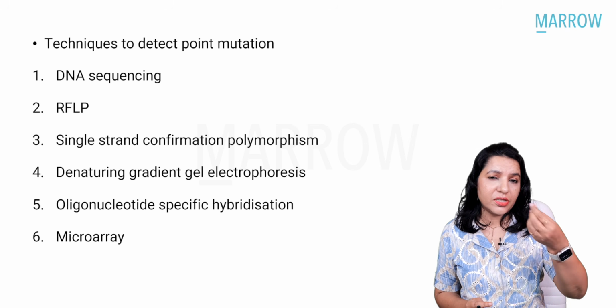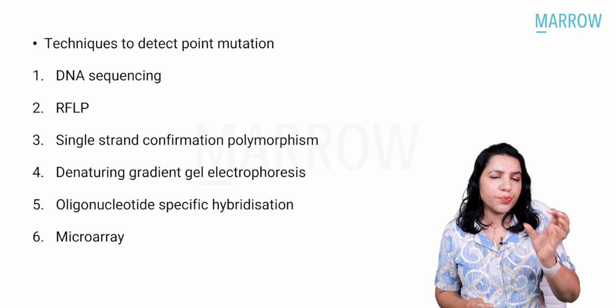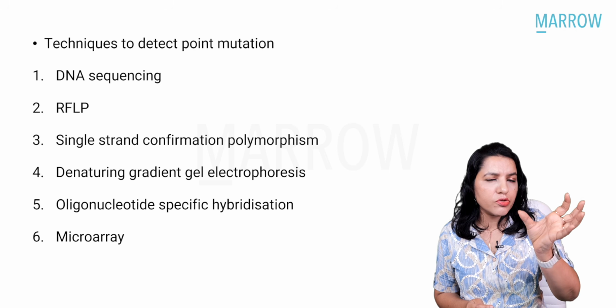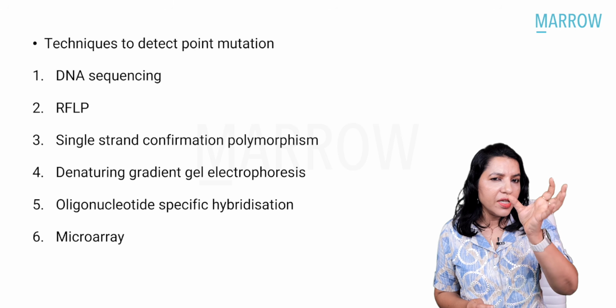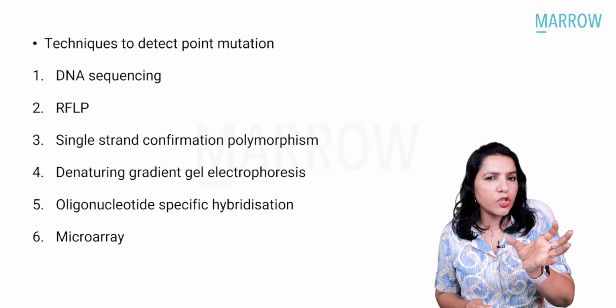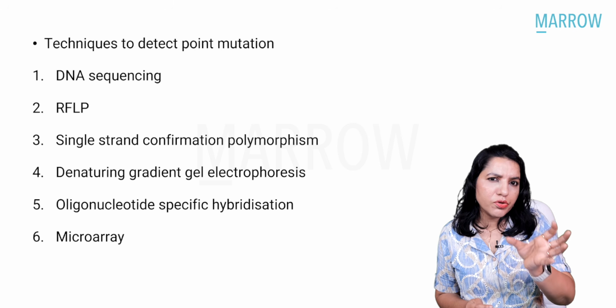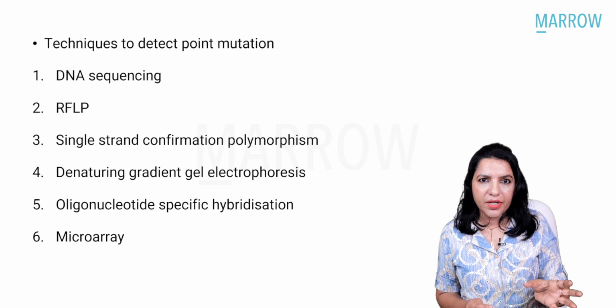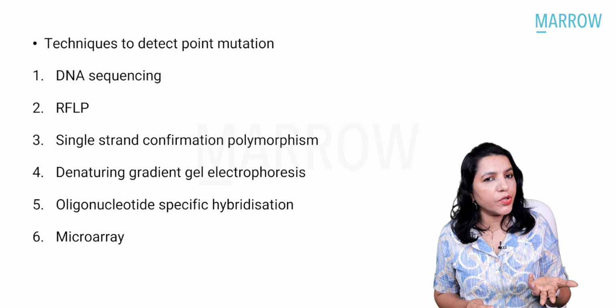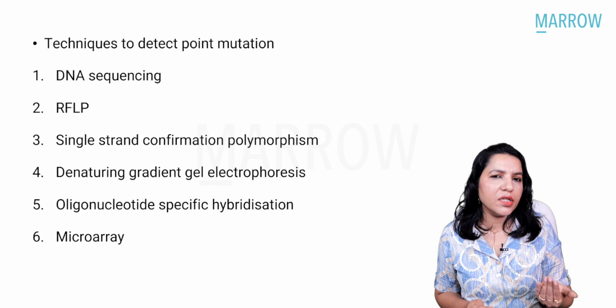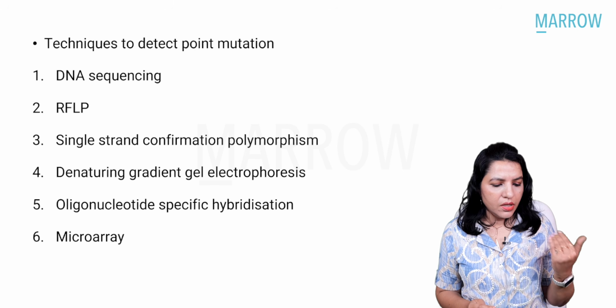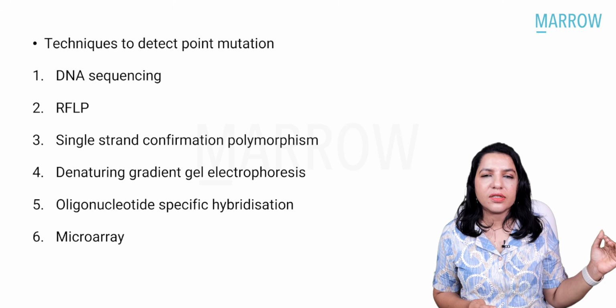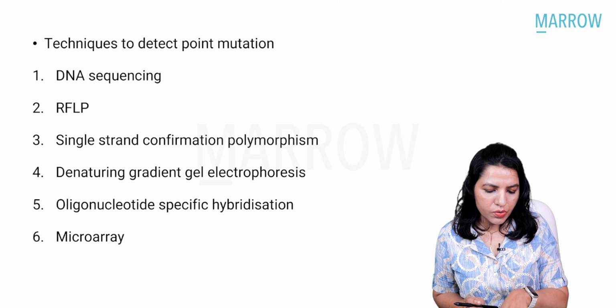Then hybridization, like if there is an oligonucleotide probe which is complementary to a particular segment, then whether it binds to that complementary sequence or not, that is oligonucleotide specific hybridization, again another technique. Then microarray. Microarray is also a technique that we can use to study the point mutation. So these are the techniques to study point mutations.